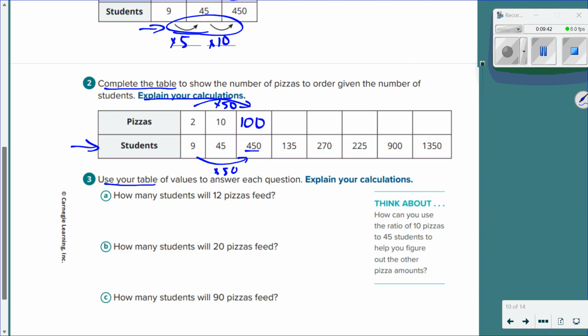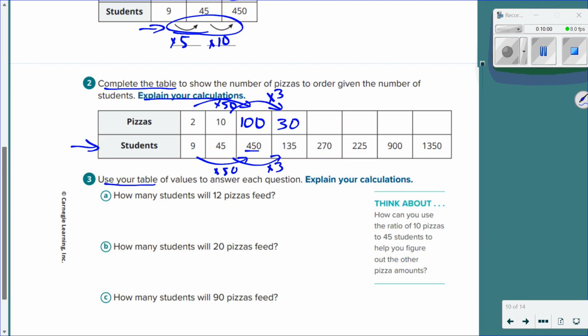Now's where you end up with a bunch of different options. How did you get to 135? What do you think, Vivian? Good, that's what I would have done. 45 times 3. So what am I doing to the 10? Times 3 gives me 30. Guys, even if you started in a different place, you should still get the same answer.